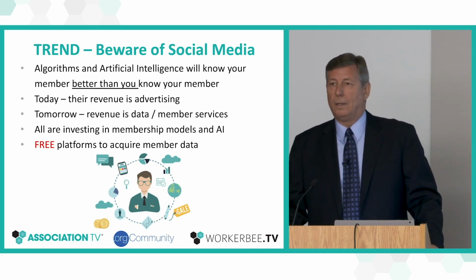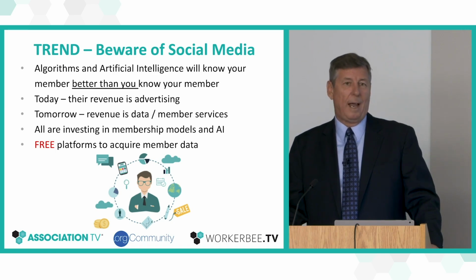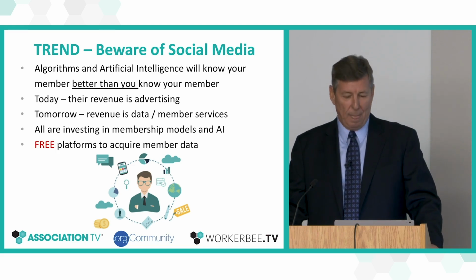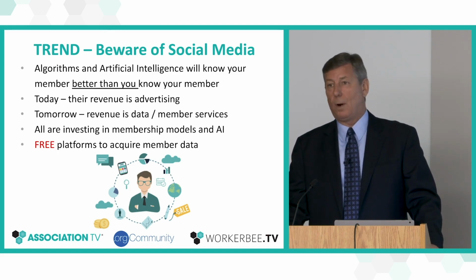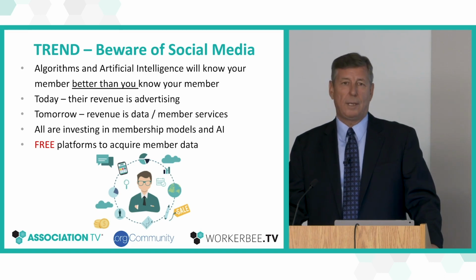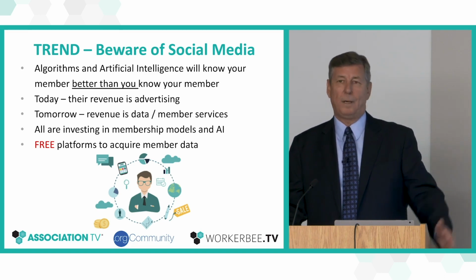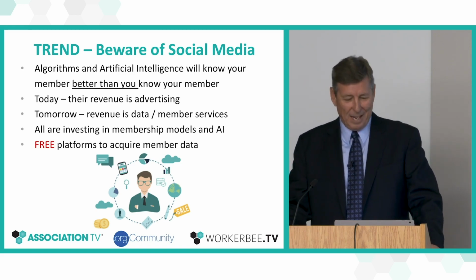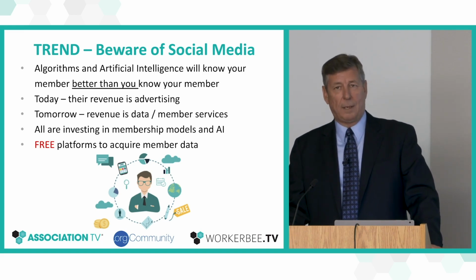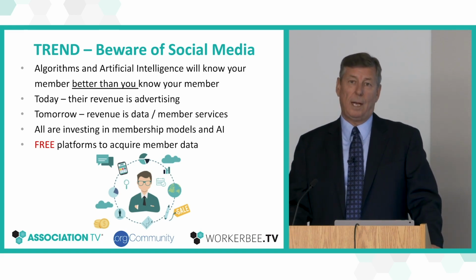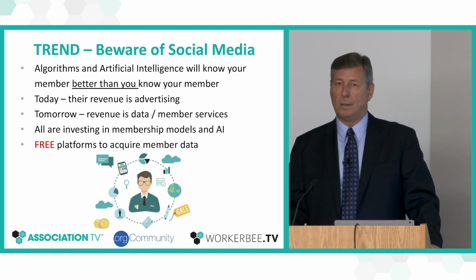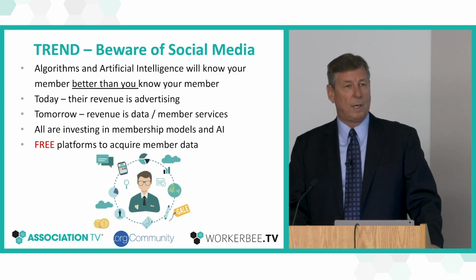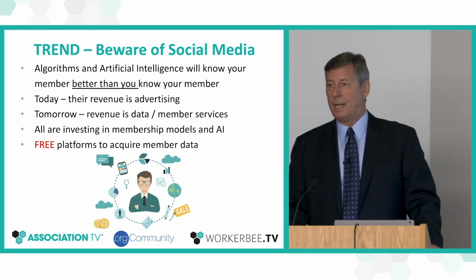Our friends at Google and Facebook and Twitter and Amazon and all of these big centralized monopolies, if you will, are going to know our members better than we know our members. And they're going to use artificial intelligence to serve them content. You've all been on YouTube or Google and go, how did they know I was in that city 2 weeks ago, right? So today, their revenue is advertising, but they're all investing not only in artificial intelligence, they're all investing in member models. And so that's coming straight at the association space. And they're using free as their entree into that space.